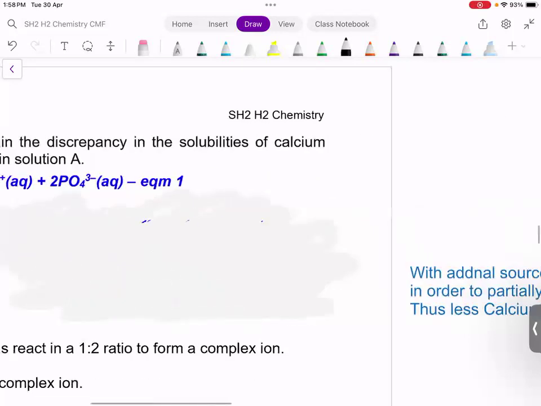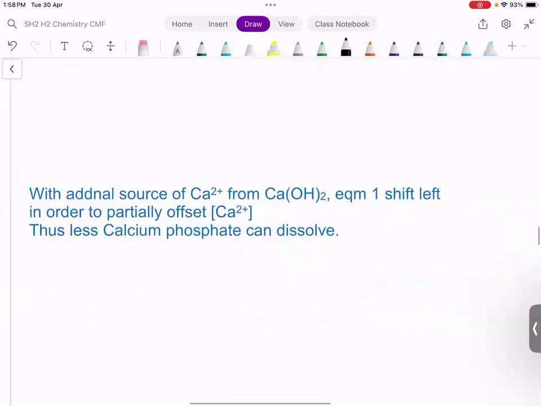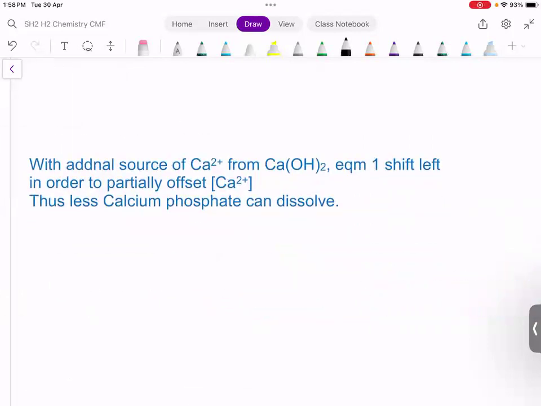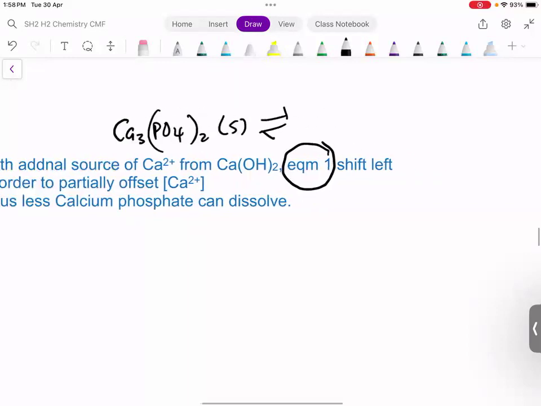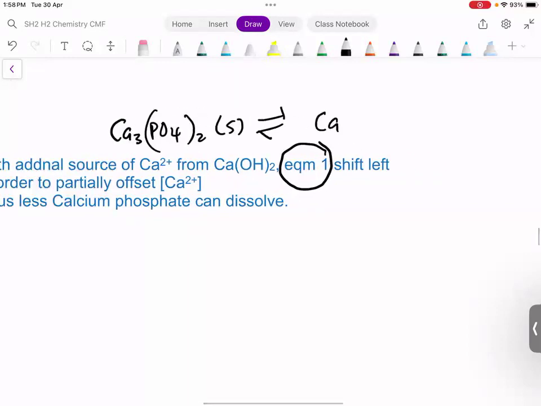Yeah, okay, good job. So in this case, you need to recognize that you cannot just say common ion effect. You need to recognize that there's an additional source, and this additional source is coming from your calcium hydroxide. Therefore it will disturb the equilibrium. So when I write equilibrium number 1 here, you have to write it as an equation, because we are talking about shifting right, shifting left, so it should be written down as a reference.